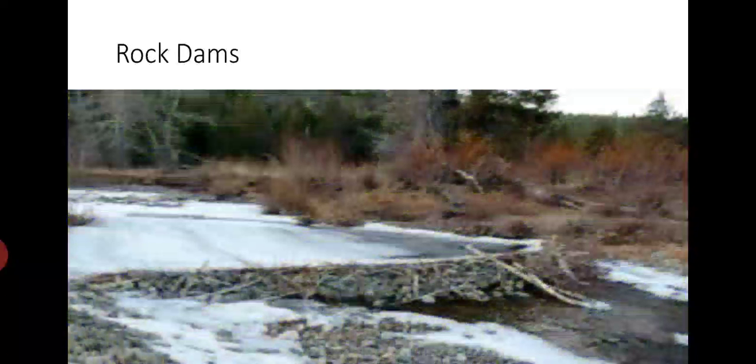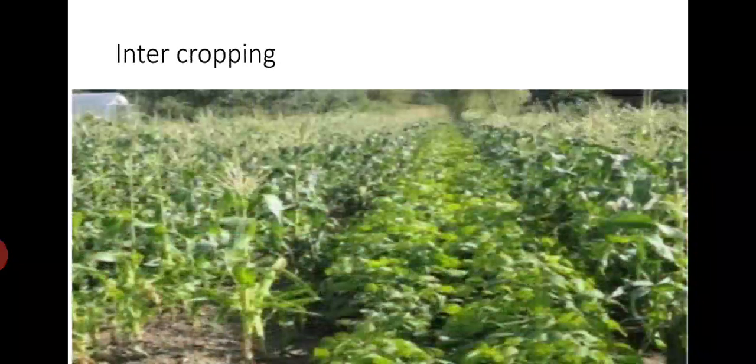Rock dams. In hilly areas or areas which are prone to gully erosion, those gullies or trenches should be barriered by stones. Stone dams are made in that area, and it will stop the gully erosion, which helps in decreasing the rate of gully erosion.